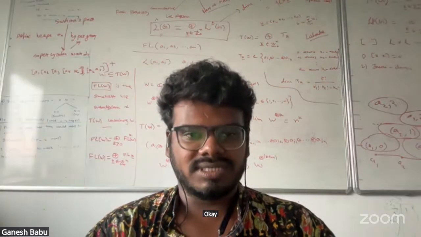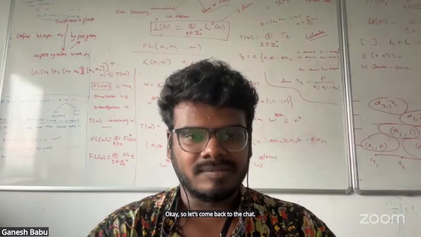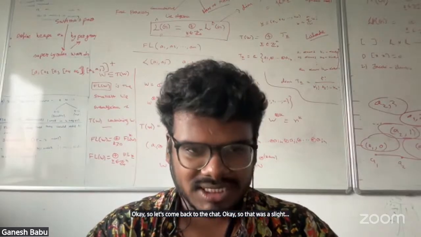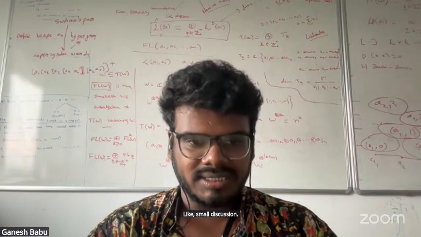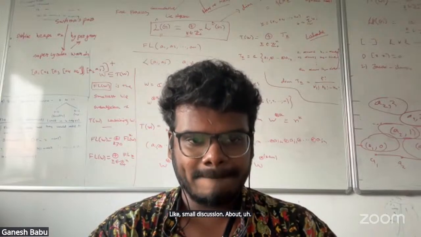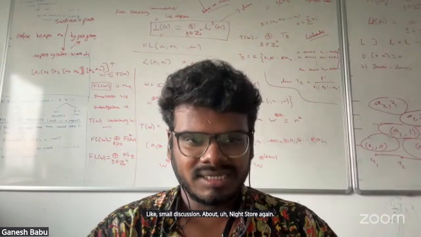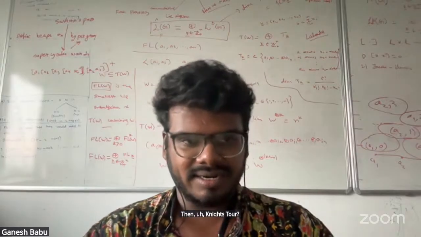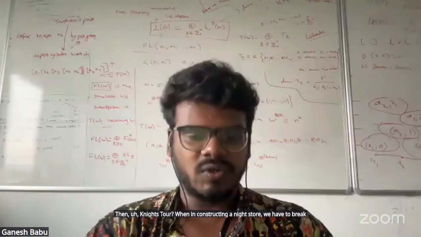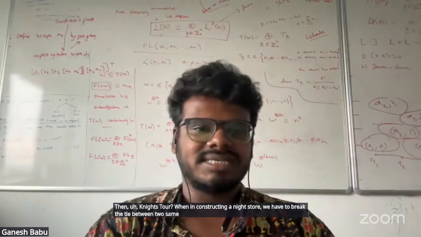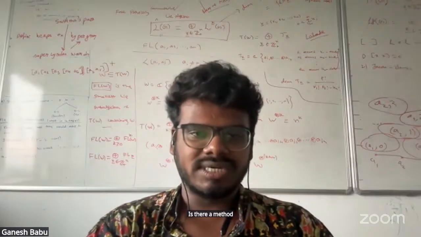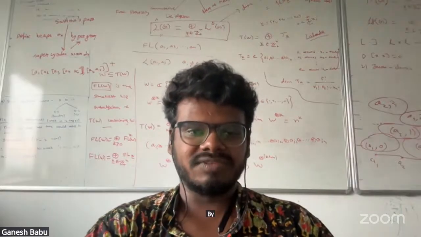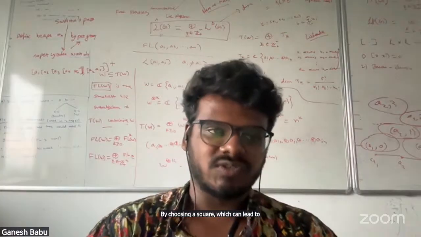Okay, so let's come back to the chat. There was a small discussion about the knight's tour again. In constructing a knight's tour, we have to break the tie between two same-degree squares. Is there a method or trick to make a closed knight's tour at that point by choosing a square which can lead to a closed knight's tour?